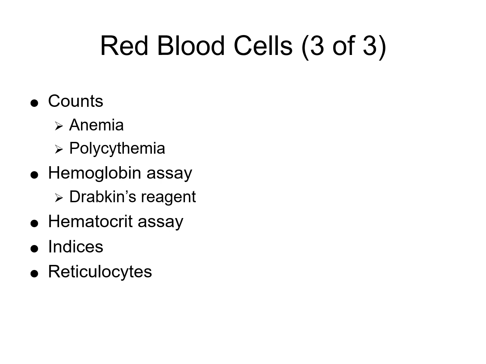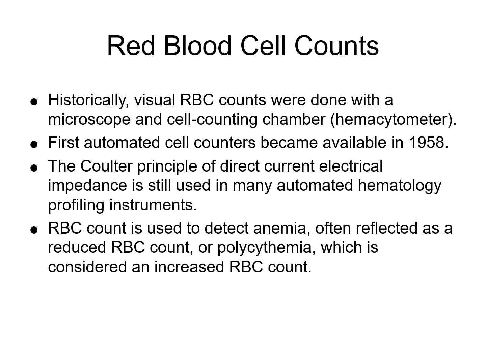And then we have reticulocytes. They are immature red blood cells. Their count indicates bone marrow activity and red blood cell production rate. Red blood cell counts historically were done as a visual red blood cell count, performed using a microscope and a cell counting chamber called a hemocytometer. And then finally came automation. The first automated cell counters were introduced back in 1958.